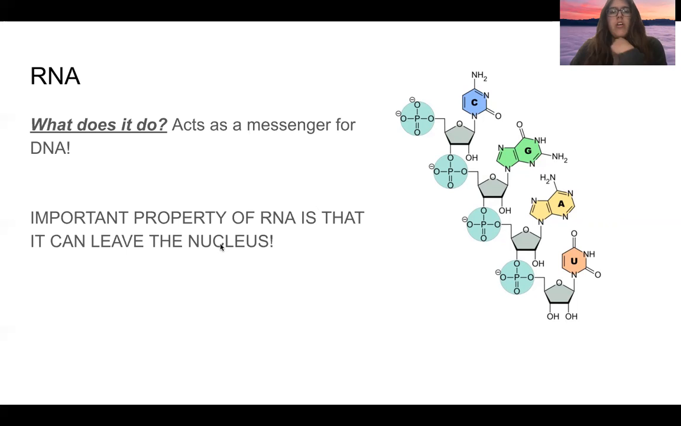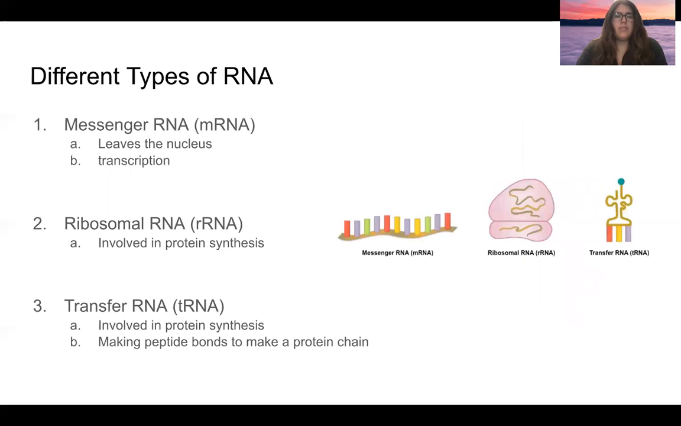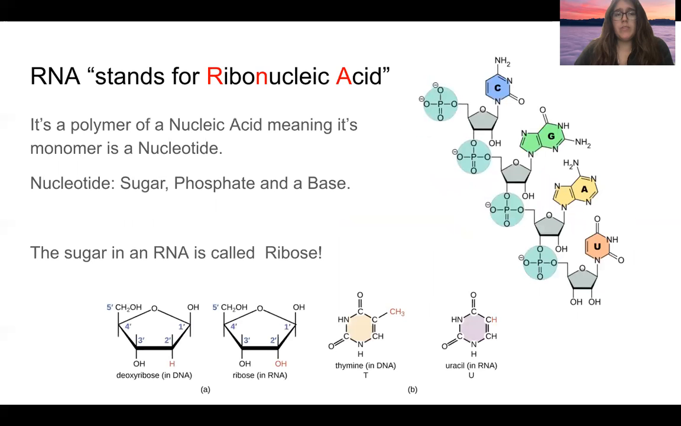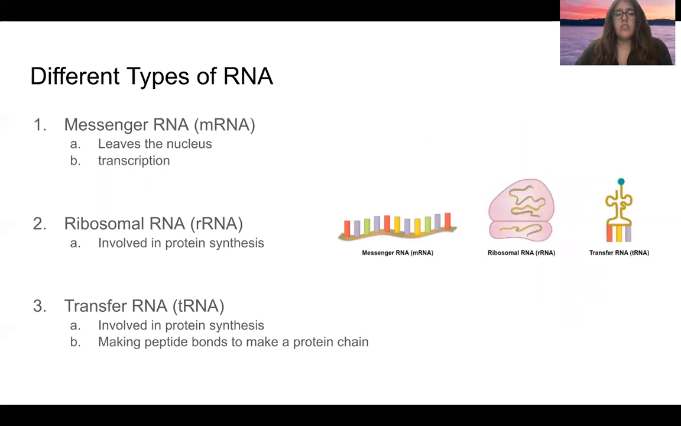Alrighty, so this should be all that I have for, oh no, before I forget, the different types of RNA. All of this is RNA. There are 3 different types of RNA that I would like for you to know. We have messenger RNA, mRNA, that's the basic single-stranded RNA that I was talking about. This can leave the nucleus. It does something called transcription, which we'll learn about in a bit.